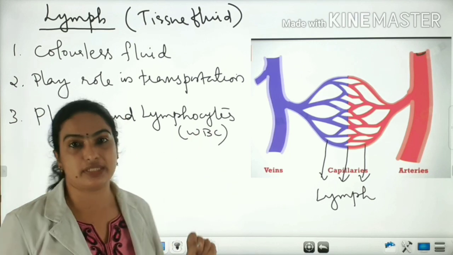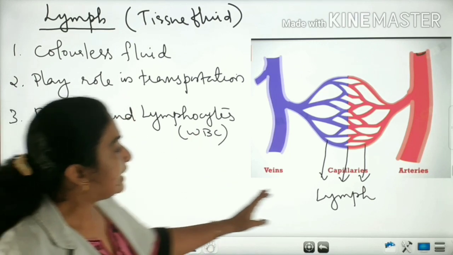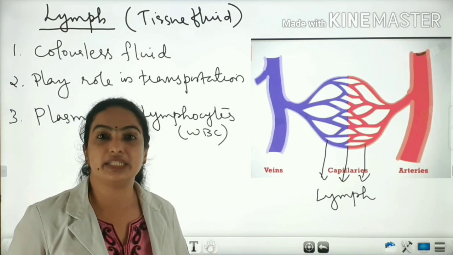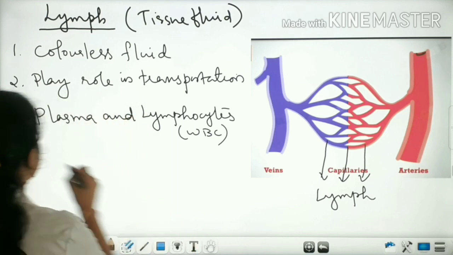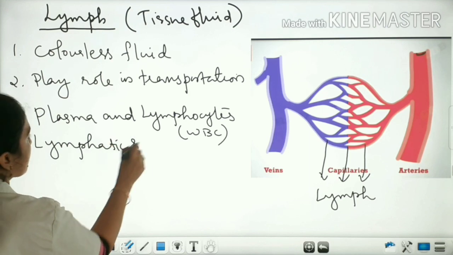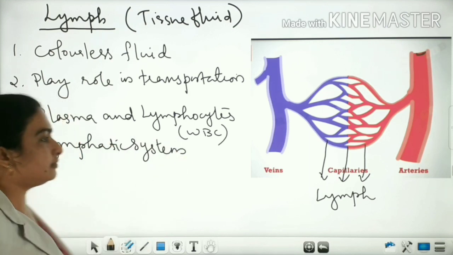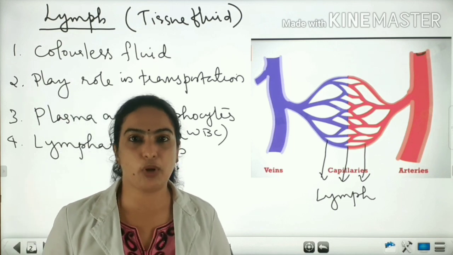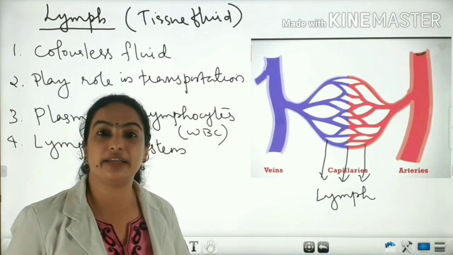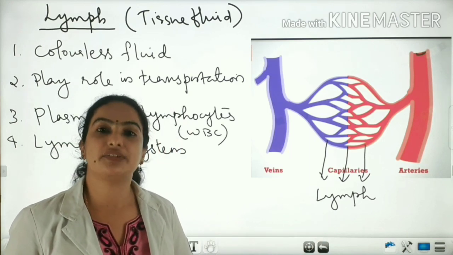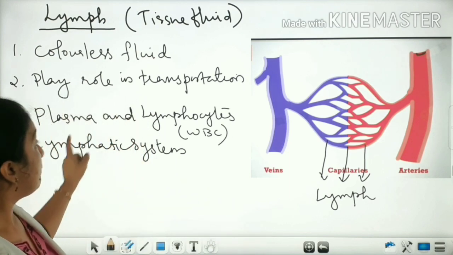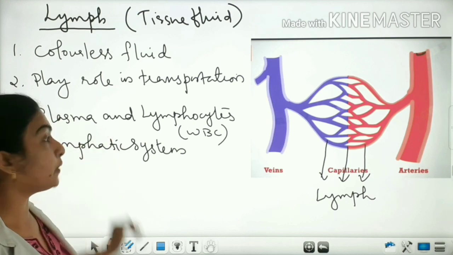The lymphocytes provide immunity, that you know. And this lymph transports the materials through a system known as the lymphatic system. So through the lymphatic system, the lymph can transport materials in the body. Is it clear? And this lymphatic system consists of lymph vessels and lymph ducts through which they can transport some of the materials.